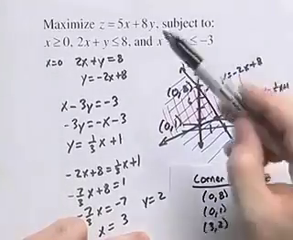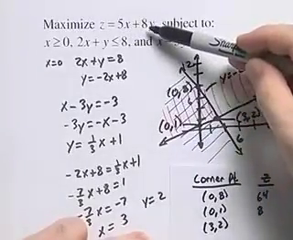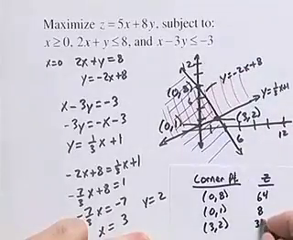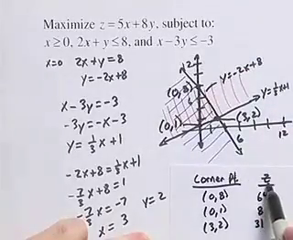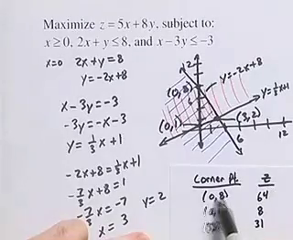3 times 2, 3, 2. We get 5 times 3 is 15 plus 8 times 2. So we get 15 plus 16, which is 31. So we can see that the maximum value for our objective function is 64, and it occurs at the point 0, 8.